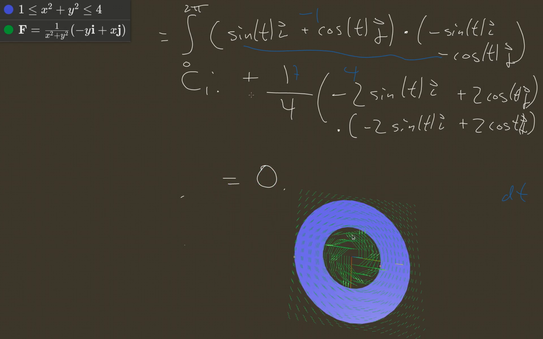And so notice that if we had taken the counterclockwise orientation on C1, then we would have gotten a plus 1 here and a plus 1 here, and then the integral would not have been 0, so Stokes' theorem would not have worked out if we had taken the counterclockwise orientation on the inner circle.